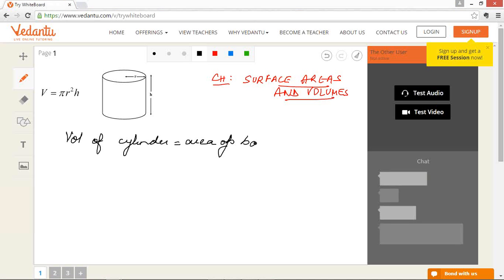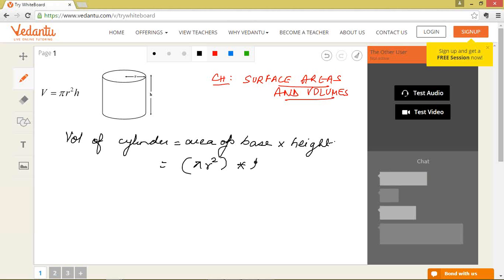area of base into the height. So this is valid for any three-dimensional figure. So area of base is what? The base is the circle here. We know that area of a circle with the radius r is pi r square, and height of the cylinder is h. So volume of cylinder becomes pi r square h.